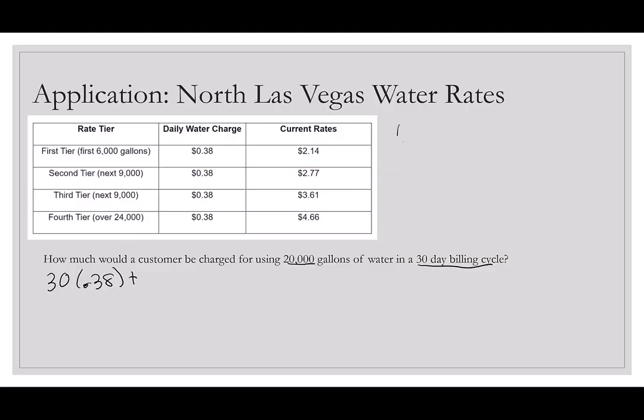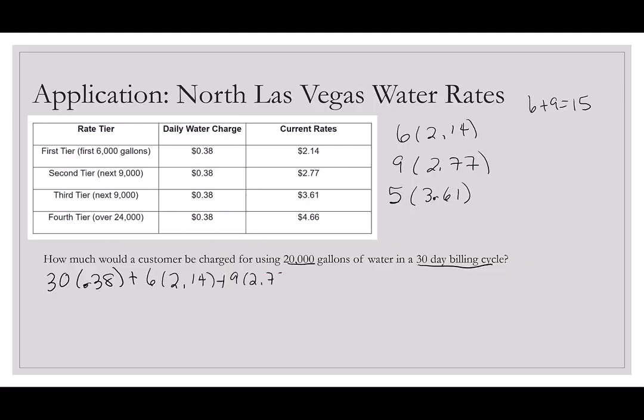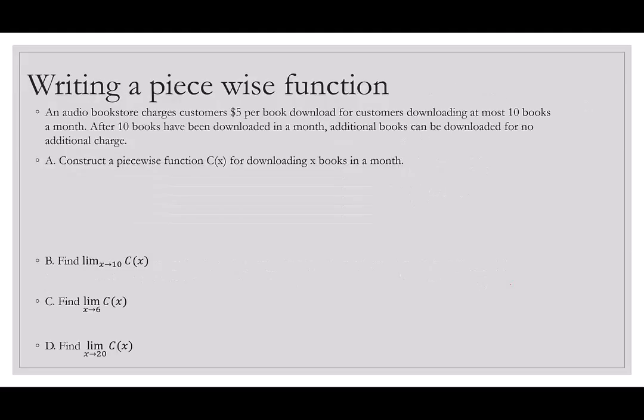For the first 6,000, there was this price of $2.14. And then the next 9,000, it was $2.77. Well, if you look, 6 plus 9 is 15. And we said we're using 20,000 gallons. So that means we need 5 more. So here's 5 more, and the rate for that is 3.61. 6 times 2.14 plus 9 times 2.77 plus 5 times 3.61. So this says the water bill would be $67.22.